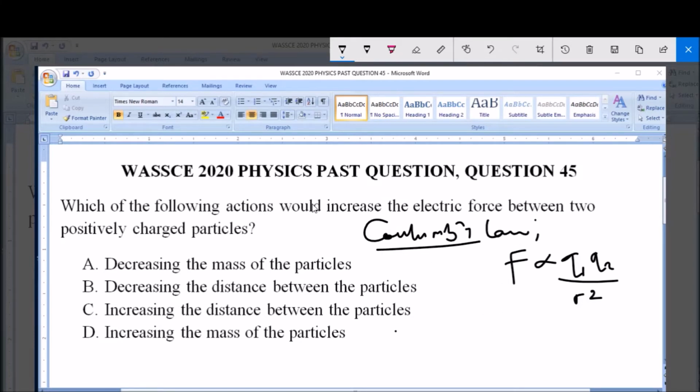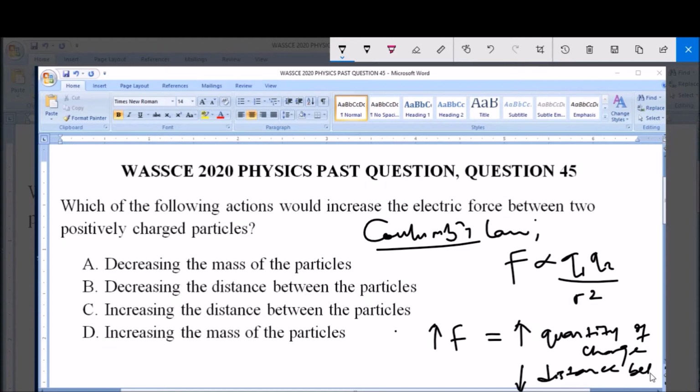Now the question says, which of the following actions would increase the electric force between two positively charged particles? Now this electric force between these two positively charged particles can only be increased when the quantity of the charges is increased, that is when there's an increase in the quantity of the charge, and also when there's a decrease in the distance between the charges or particles.